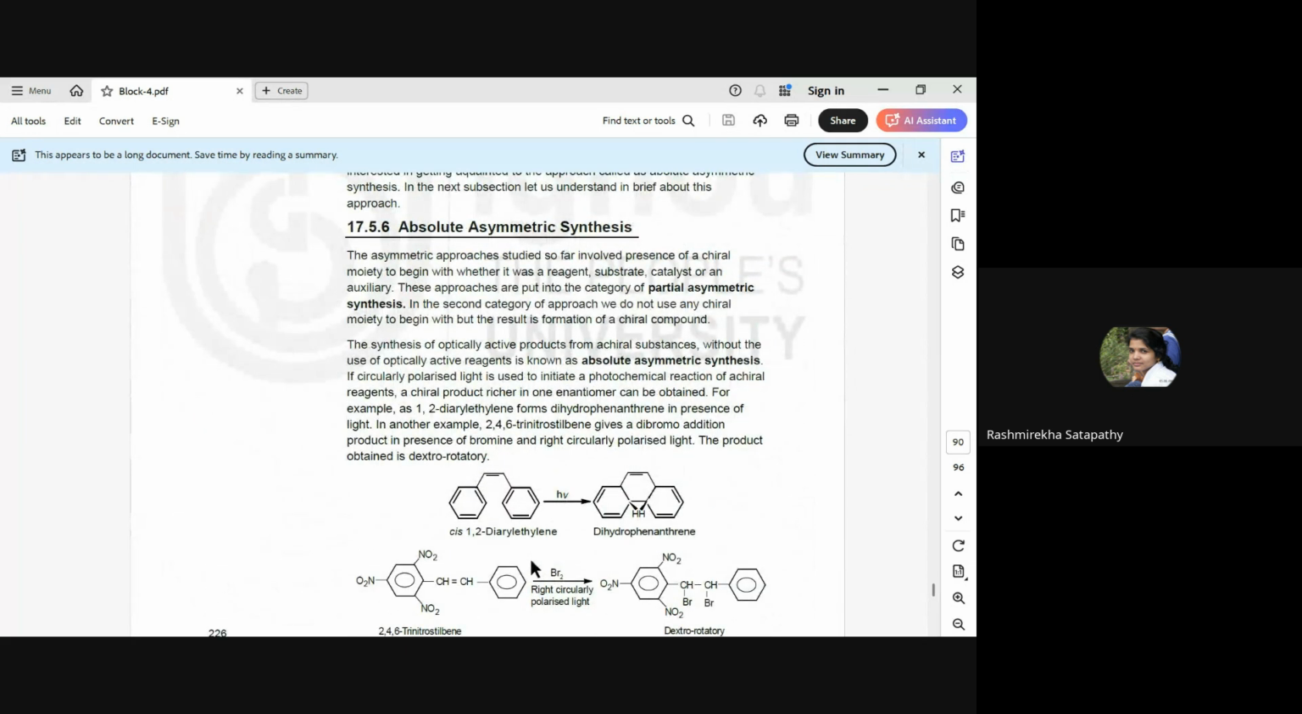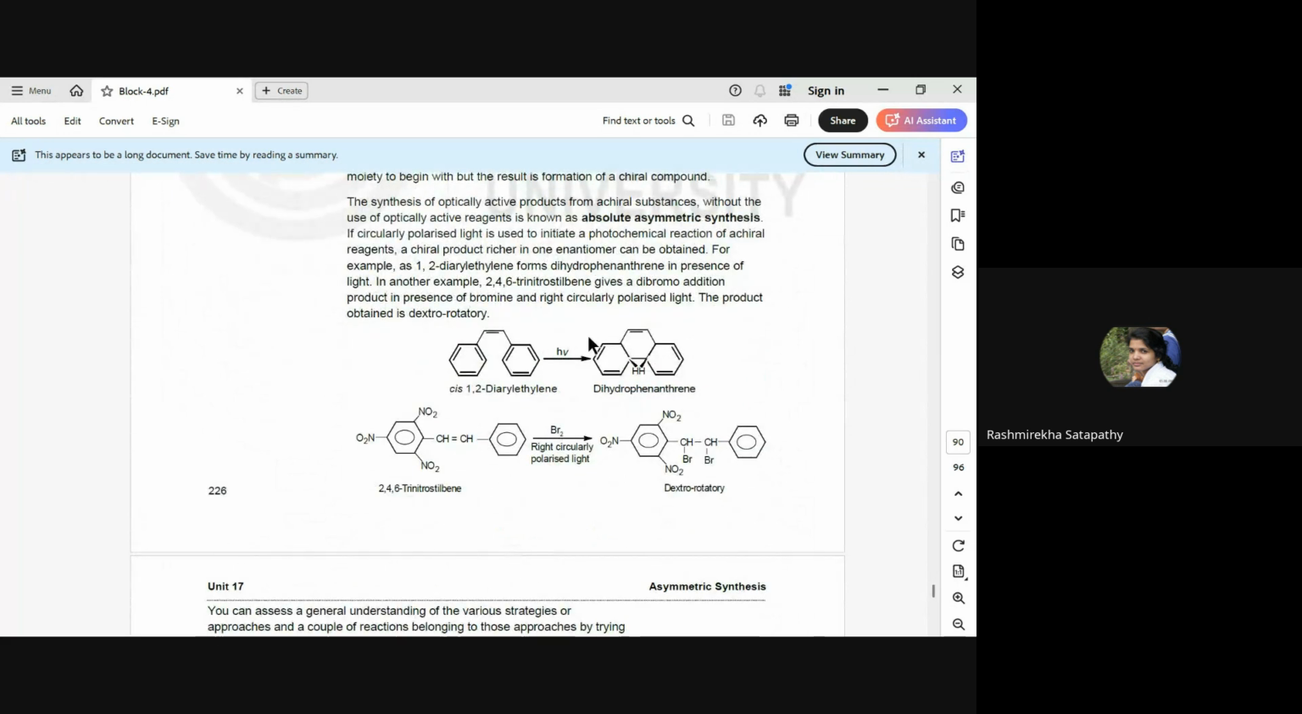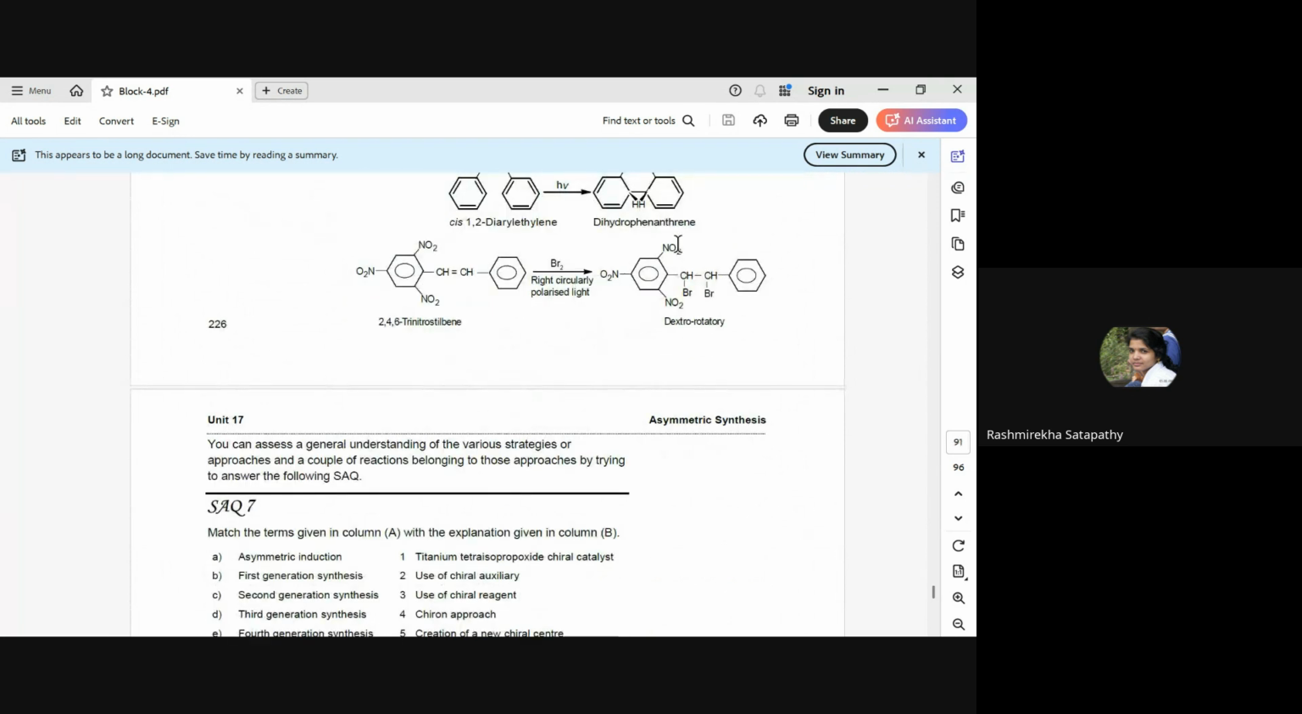Absolute asymmetric synthesis in the presence of light, this compound is formed from the ring closure reactions. The bromination also.